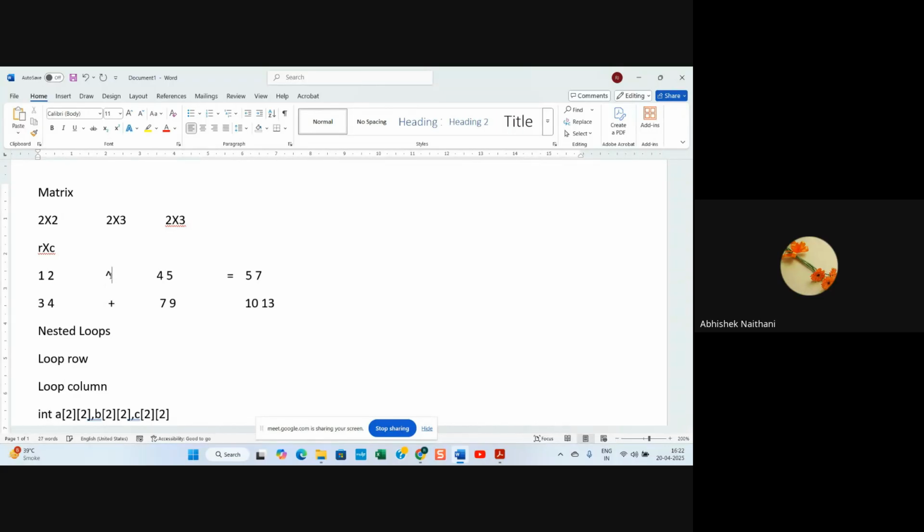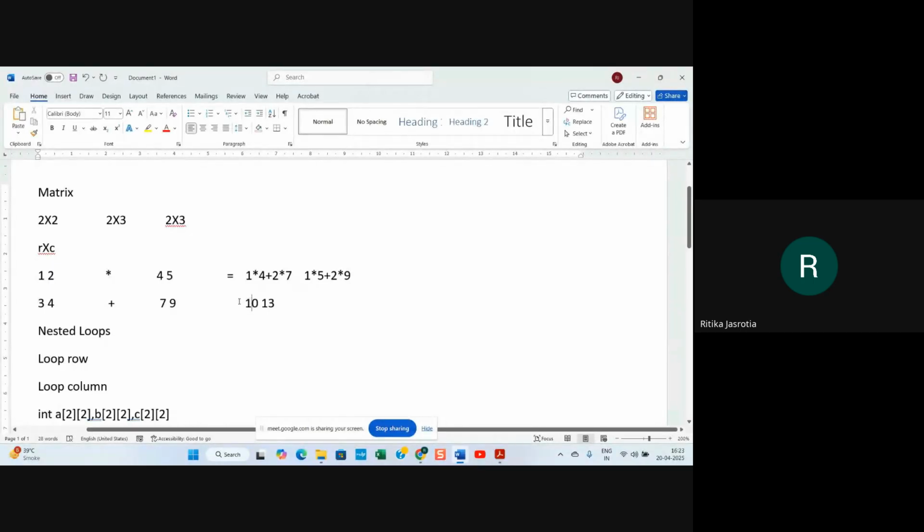1 into 4 plus 2 into 7, पहला एलिमेंट बनेगा। तो यहाँ पे हमारा जो पहला एलिमेंट है वो होगा 1 multiplied by 4 plus 2 into 7, this will be the first element. और second element होगा 1 into 5 plus 2 into 9. ठीक है, इस तरह से मल्टीप्लाई होता है इसमें.